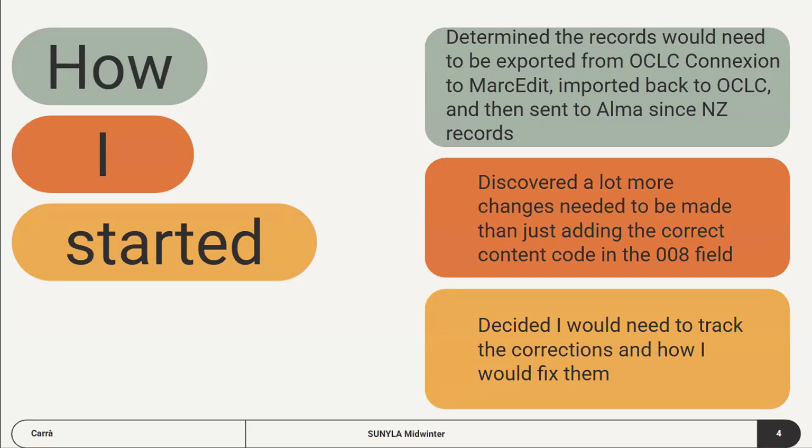SUNY policy is that for any records that are in the network zone, you can only make local changes to. So a local note, something specific to your institution. So that would add an extra step in this. Then after reviewing the spreadsheet and looking at some of the records, I started discovering that there were a lot more changes that needed to be made than just those fixed field changes. And so with all these corrections that need to be made, I decided that I would need to track them and then how I would fix them.